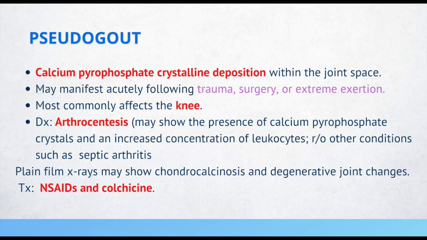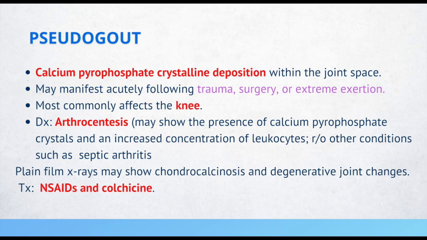To diagnose this condition, you need to do an arthrocentesis. This may show the presence of calcium pyrophosphate crystals and an increased concentration of leukocytes. Doing an arthrocentesis also rules out other conditions such as septic arthritis. Plain film x-rays may show chondrocalcinosis and degenerative joint changes. In order to treat these patients, you want to give them NSAIDs and colchicine.